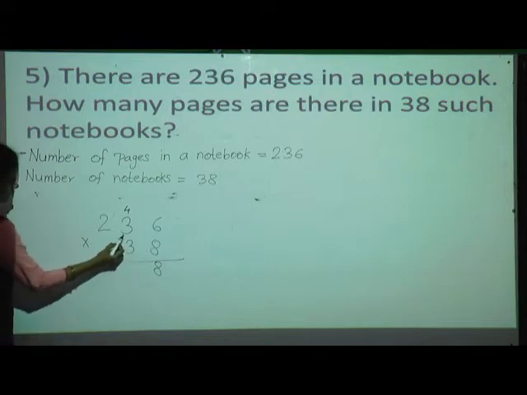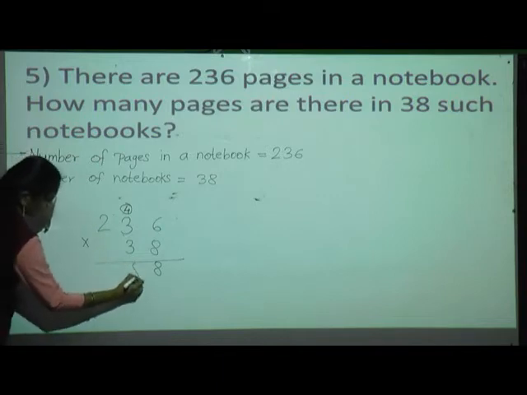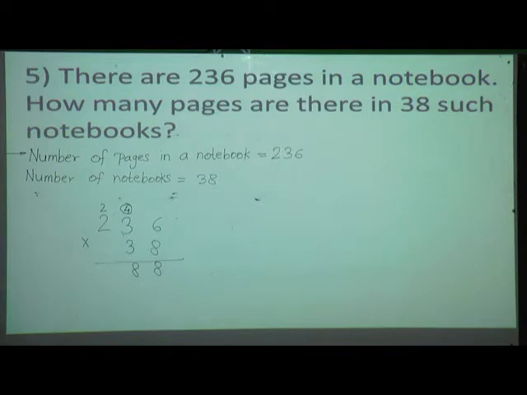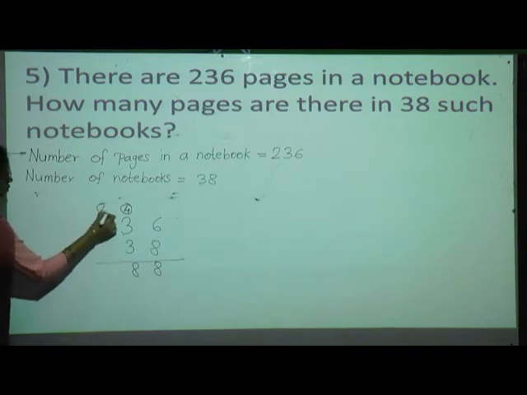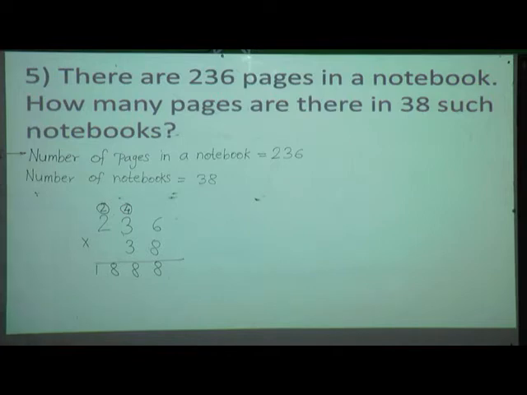Now we'll move to the tens place. Now here 3 is there. So 8 into 3. 8 threes are 24 and you have to add this 4 also. 24 plus 4, 28. So we'll write here 8 and 2 as a carry. Then see the hundreds place. Here 2 is there. So 8 twos are 16 plus 2. Add these 2 also. 16 plus 2, 18. So write here 18.